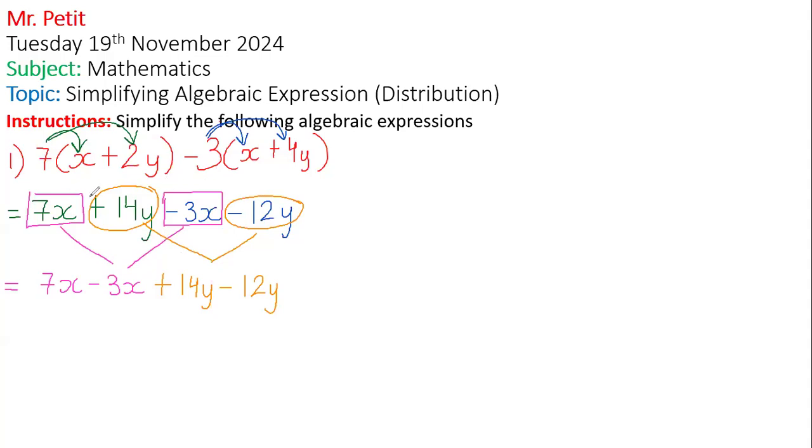So now we have 7x plus 14y minus 3x minus 12y. What we're going to do is take the x's and group them together. So we have 7x and -3x. We group them together. And then this is positive 14y. That's how we have the plus. So we have the positive 14y minus the 12y. And so what we have is going to be equal to what?